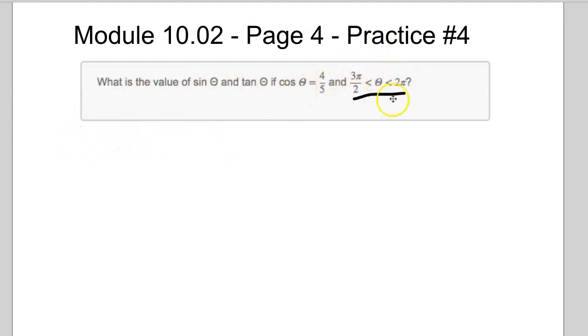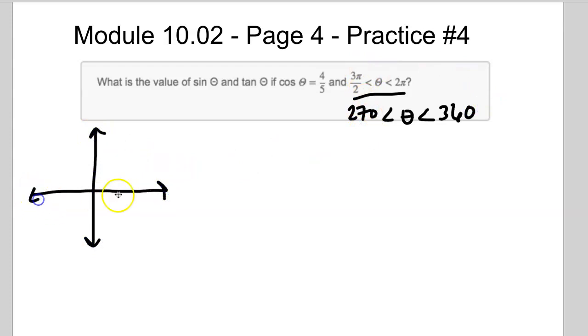You could totally convert these to degrees if you want, and if you did convert these to degrees, this would be 270 is less than theta is less than 360. Some people like to put that in degrees just so they know where they're at, because they know for a unit circle, this would be 0, 90, 180, and then this would be 270. So we definitely know we're in quadrant 4.